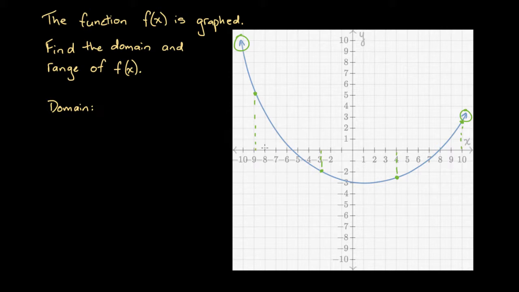If we were to draw a dotted line up or down from any x value on the x-axis, it would always intersect the curve and yield an output. Consequently, all real values of x are part of the domain.